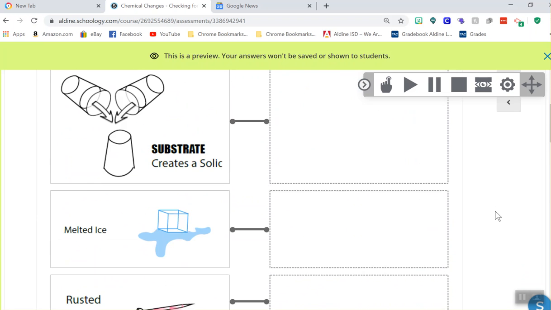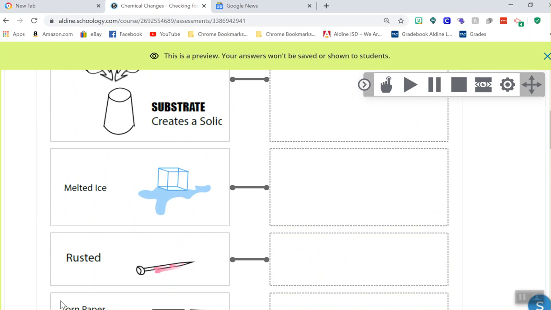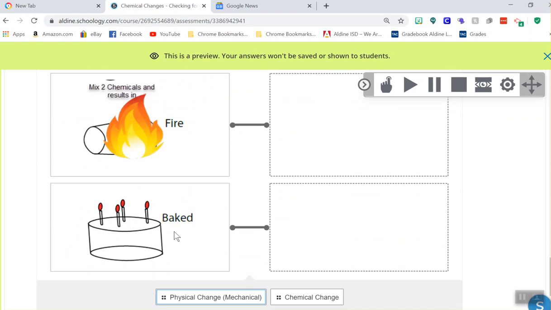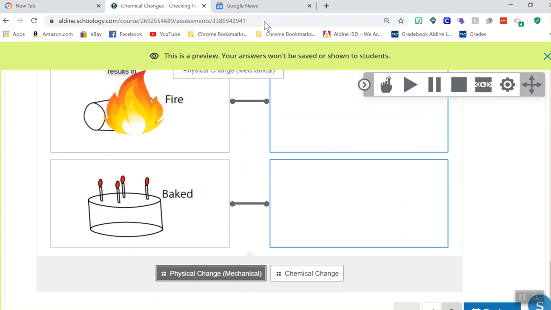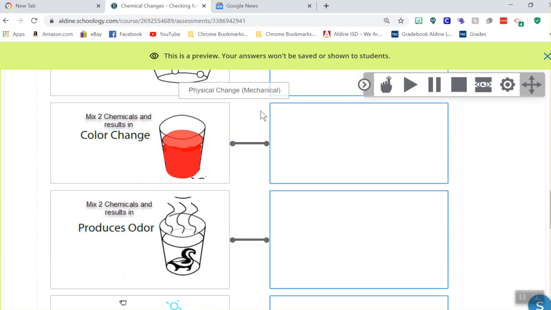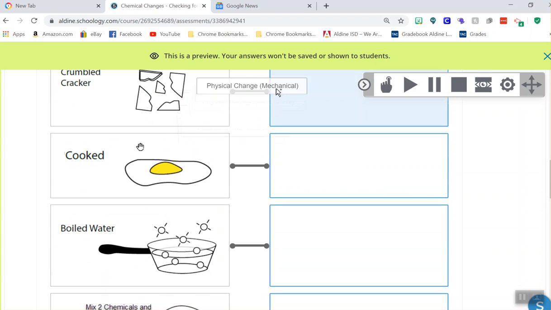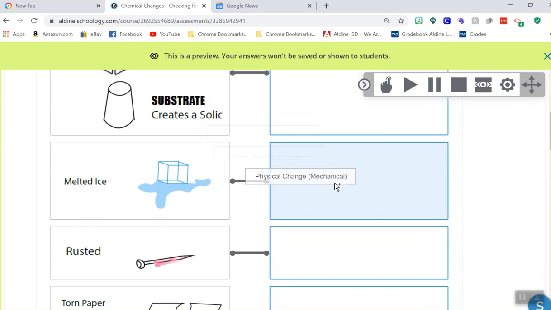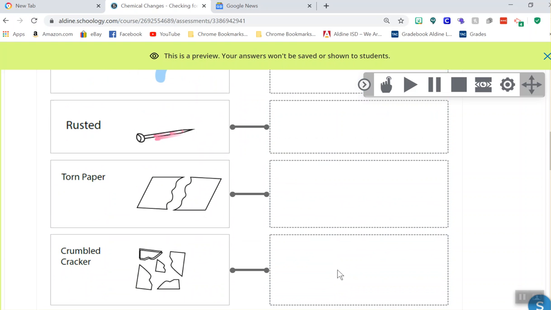All right, so let's start with some ones that we know. Melted ice is an easy one. You could just remelt the water and get ice. So that's going to be a physical change. I like to do the easy ones first. So that actually is a strategy for these type of questions, to do the easy ones first.